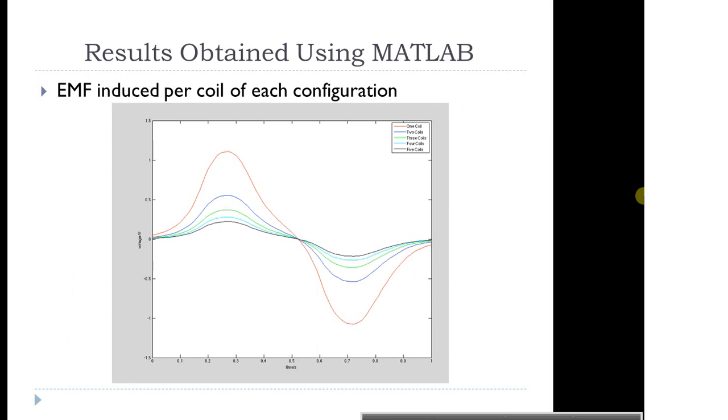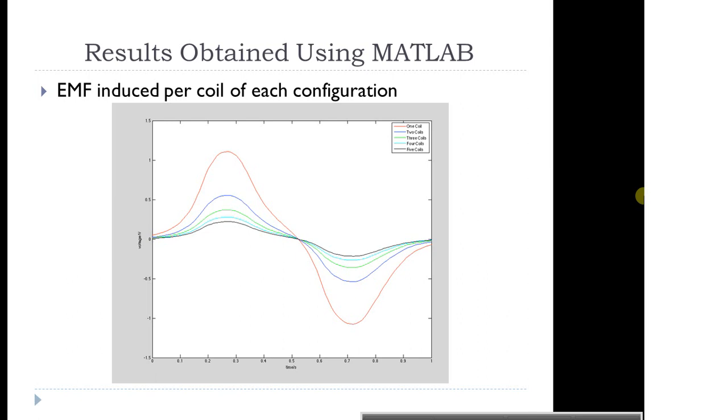This graph illustrates the relationship of the voltage induced for each coil configuration of the 5-coil configuration. The red line indicates 2100 turns, the dark blue 1050, the green 700, the light blue 525, and the black 420. It can be seen that the one coil with the largest number of turns allowed for the greatest EMF to be generated. That is the red line.